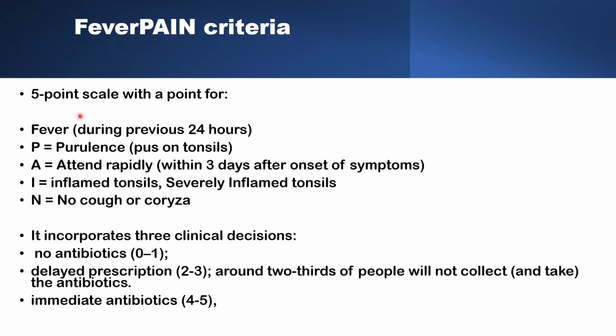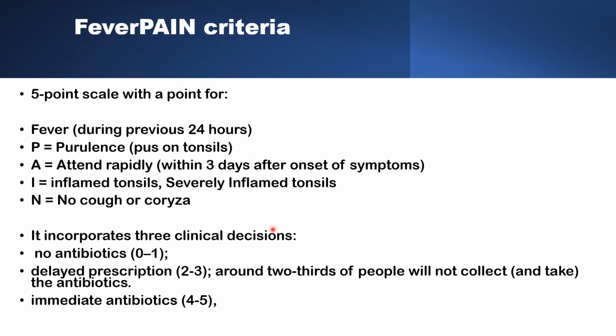The P is for purulent on the tonsil, pus on the tonsil, and an A if the patient attends rapidly within 3 days from the onset of symptoms, and an I for severely inflamed tonsils, plus the pus on the tonsils, and an N for no cough or nasal congestion or drip. So this would give you the 5-point scale for the FeverPAIN criteria.